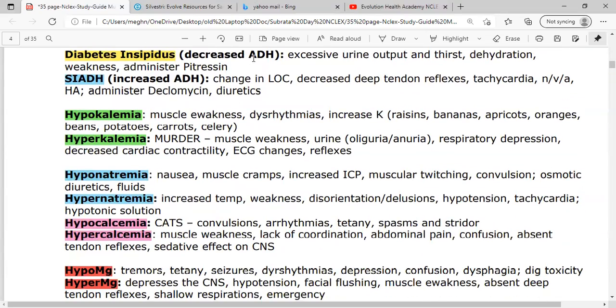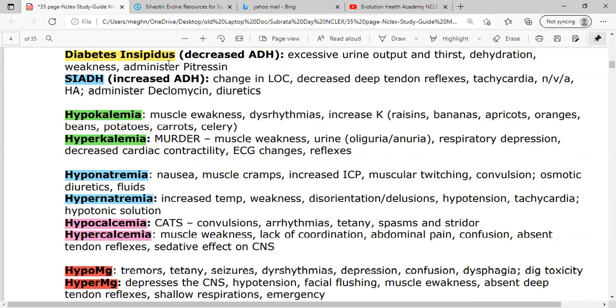So when ADH, antidiuretic hormone, decreases, the patient develops diabetes insipidus. When ADH, antidiuretic hormone, goes up, the patient develops SIADH, meaning syndrome of inappropriate antidiuretic hormone.